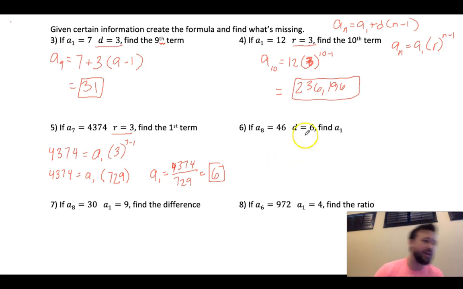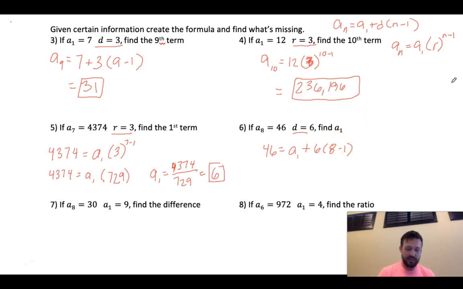Okay, next one. Sorry, I was just checking my answer with my work that I did prior. Okay, this one is a difference, so it's arithmetic. And it wants us to find the first term as well. So we're going to be using this formula right here. So it's going to be 46, because that's the 8th term, equals the first term, which I'm trying to find, plus the difference, which is 6, times n minus 1. N is 8, because that's the number that we are messing with, minus 1.